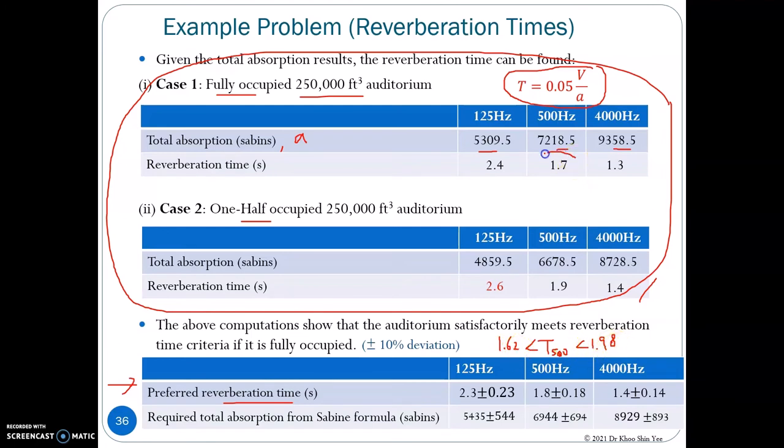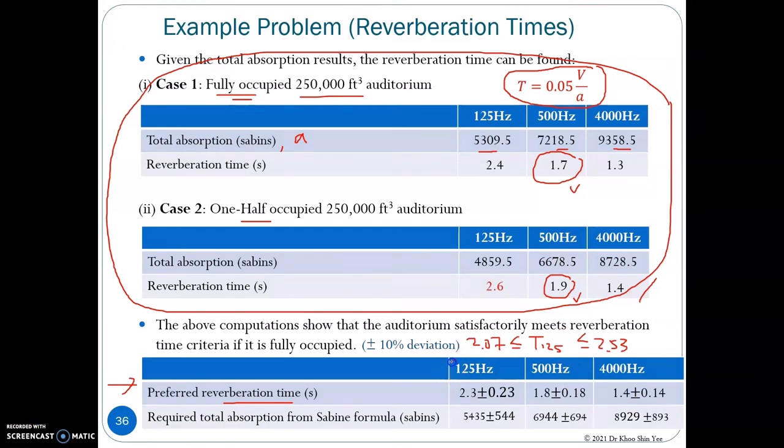Then we check the design, where the reverberation time when it's fully occupied is equal to 1.7, which is within the range, and the reverberation time when it's half occupied is 1.9, which is also within the range. Therefore, we say it has good sound condition at the mid frequency here.